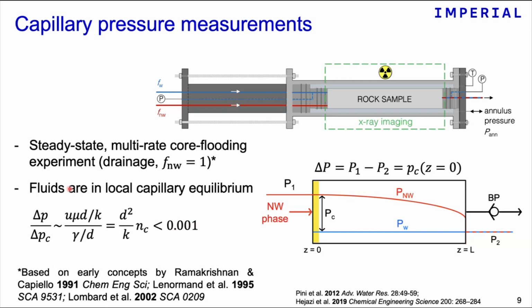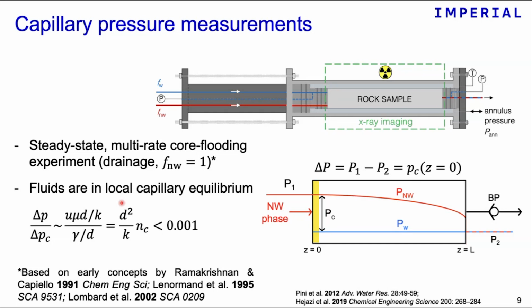So the key aspect, first of all, this method is something that was proposed already in the 90s, and we have extended it for experiments that use X-ray computed tomography, so that we can extend the reach of the method, let's say, to the entire sample. I will show later. The other key aspect in applying this method is to make sure that the conditions are set so that you are always in local capillary equilibrium.